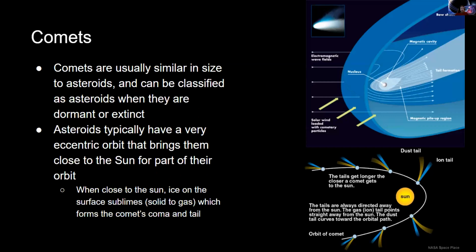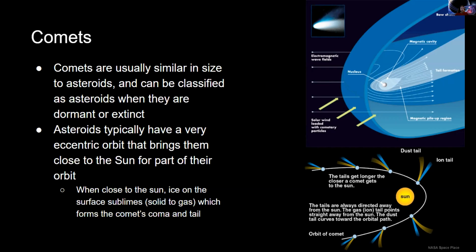So then another classification of small bodies within the solar system are comets. And comets are a lot like asteroids. They're kind of a similar size to most asteroids. None of them are as big as dwarf planets like Ceres. But what distinguishes comets is they're usually icier. They have more ice on the surface. And some of that is water ice, and some is other hydrocarbons and things like that. So they have a different makeup. They're not as metallic as asteroids usually.